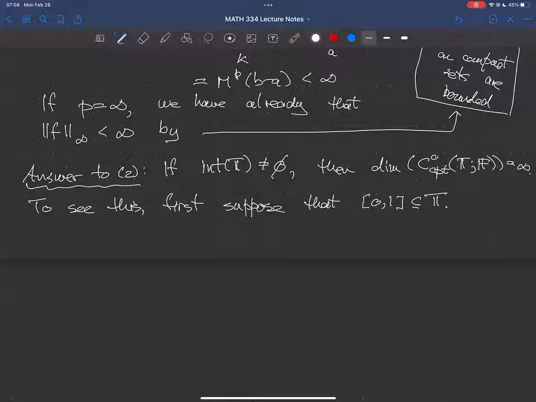All right, but we've already shown here that the space of compactly supported signals which are defined on the interval [0,1], we've already shown that that one is infinite dimensional.